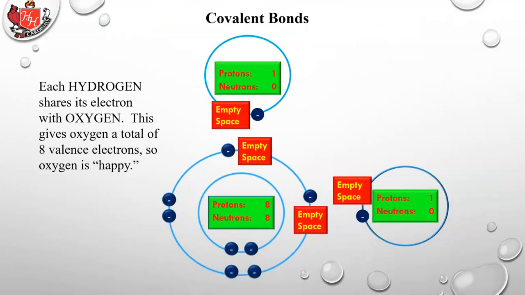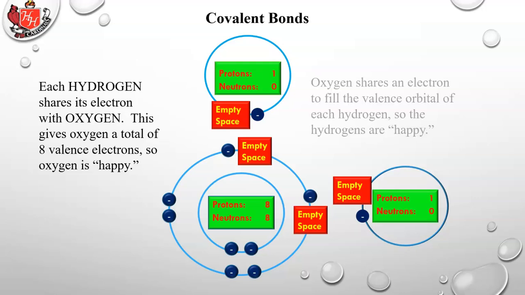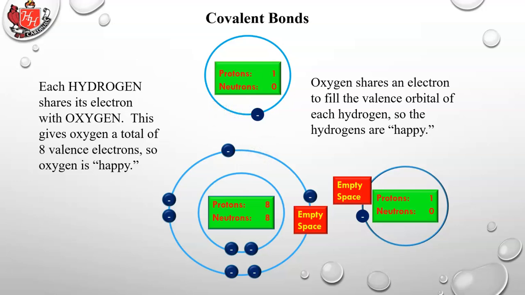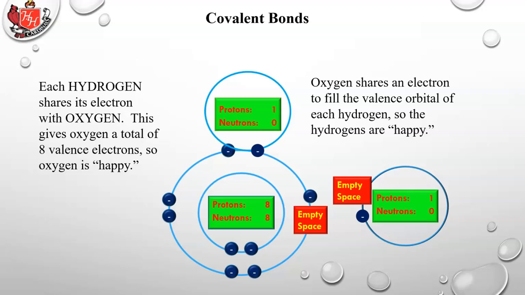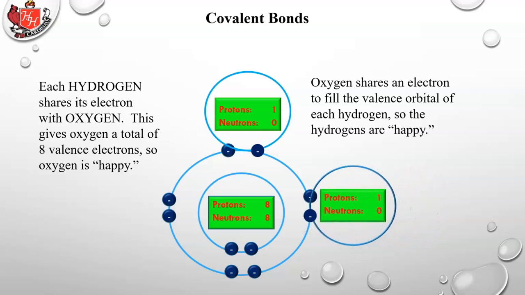So here we'll see how water is formed. Each hydrogen shares its electron with oxygen. This gives oxygen a total of 8 valence electrons, so oxygen is happy. Oxygen shares an electron to fill the valence orbital of each hydrogen as well. So watch what happens. That hydrogen moves in and shares its electron with the oxygen, and then the other hydrogen moves in and shares its electron. Also, the oxygen shares its electron with each of the hydrogens. Okay, so you see those 2 pairs of electrons are being shared.